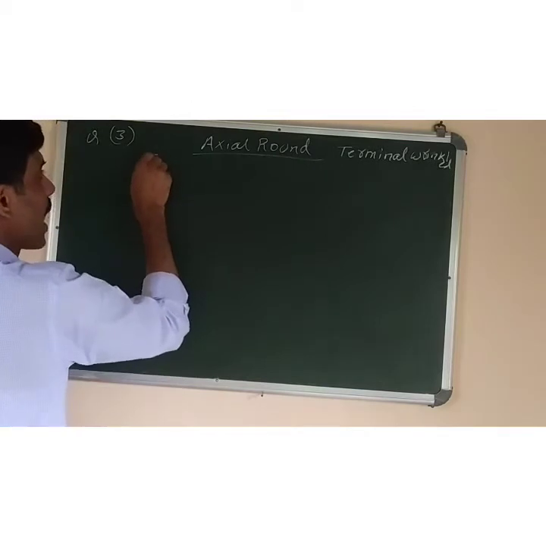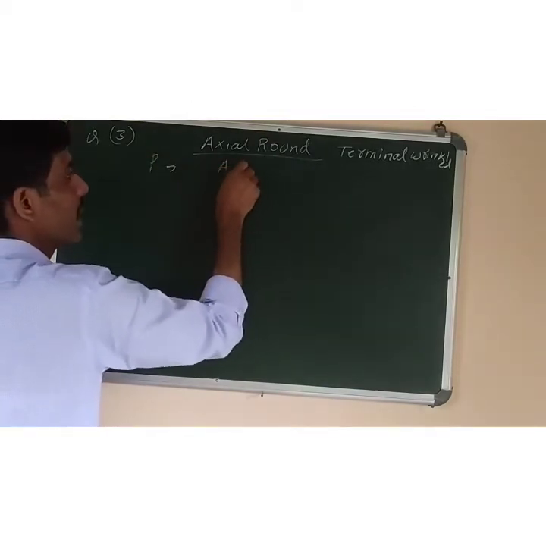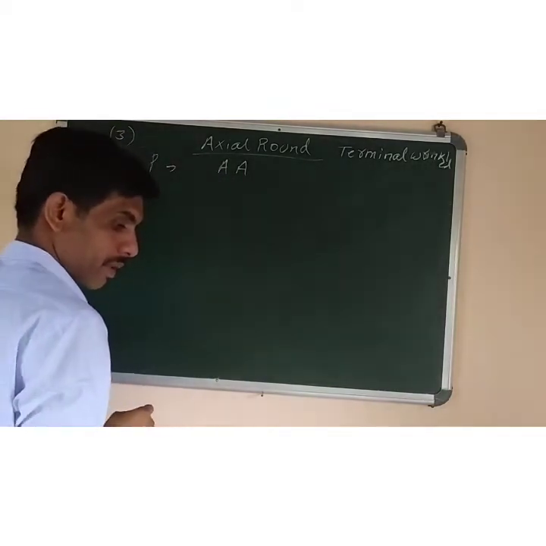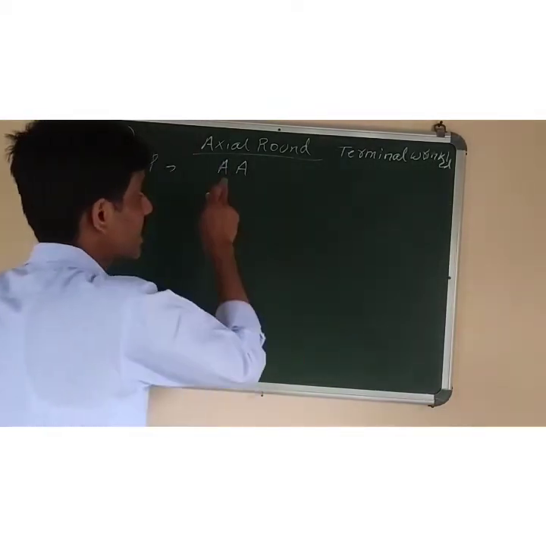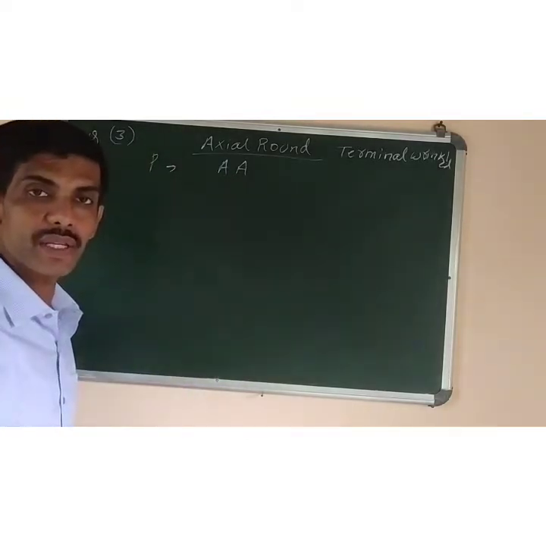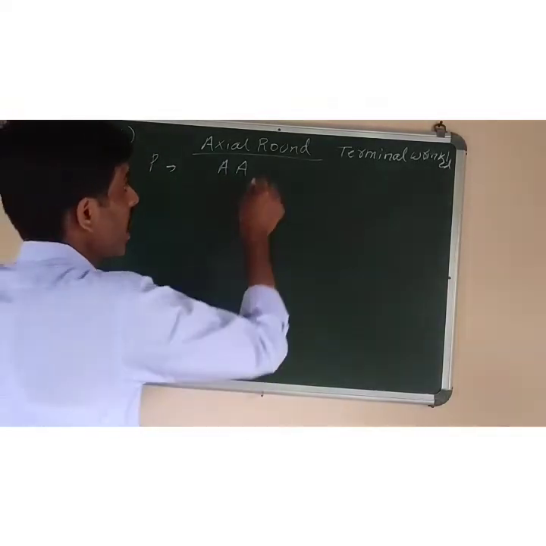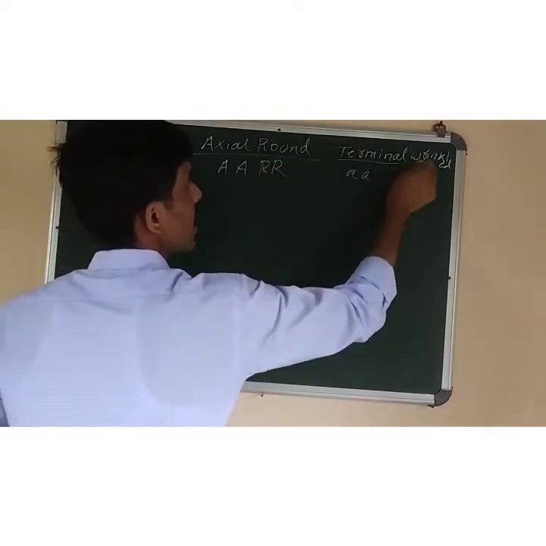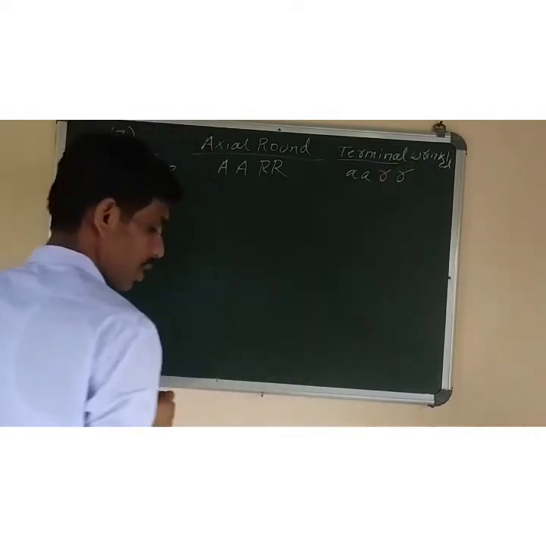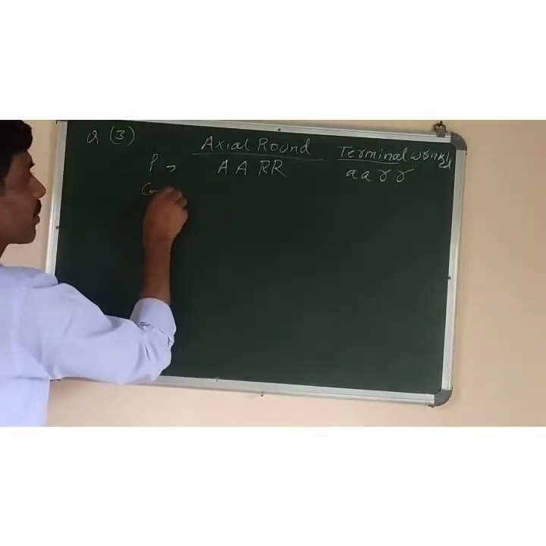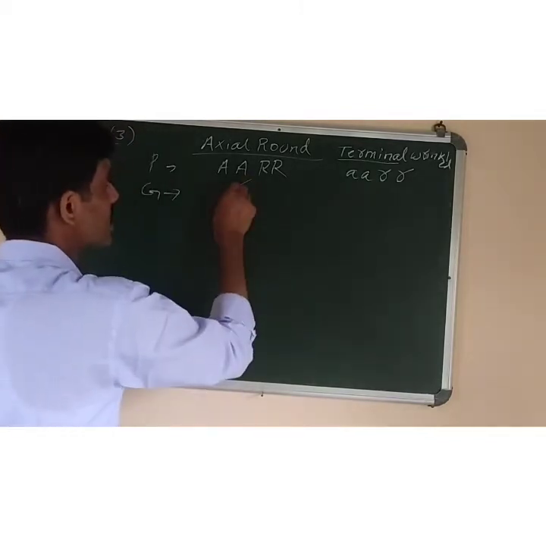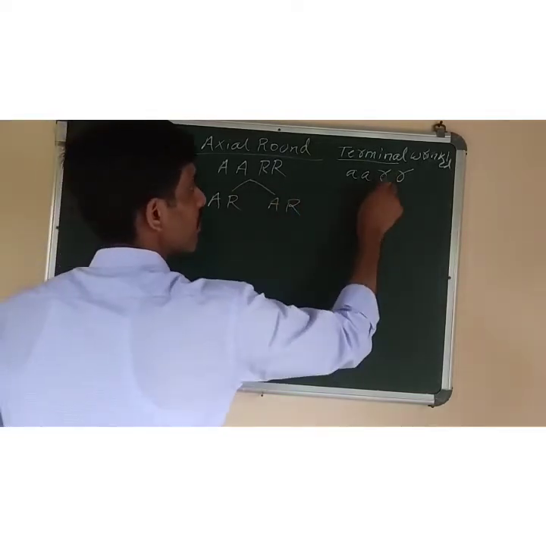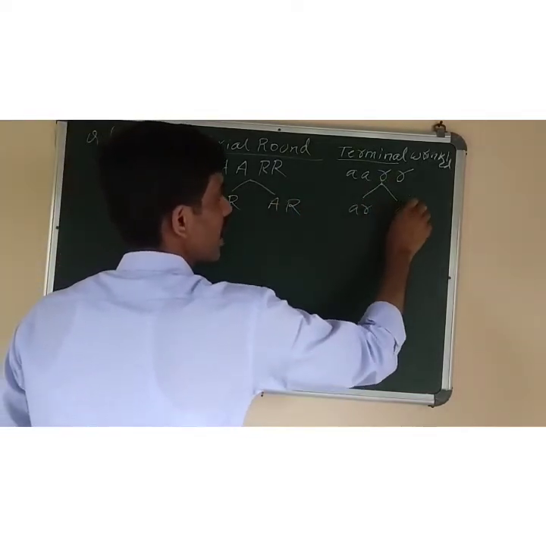Whatever is given, the parent is written as capital A, capital A. This one represents the axial position of the flower. Axial flowers means the flowers which are present in the angle between the leaf and the stem. And round, capital R, capital R. Here terminal means small a, and wrinkled means small r, small r. And then the gametes are shown. Two types of gametes are there: capital A, capital R. Here also the same, capital A, capital R. Here small a, small r, small a, small r.